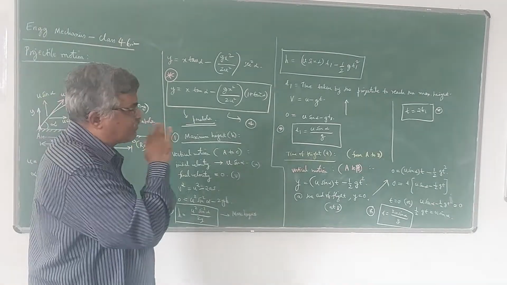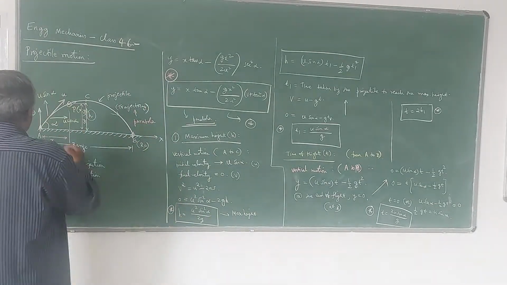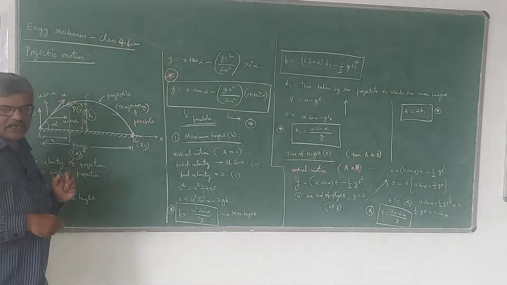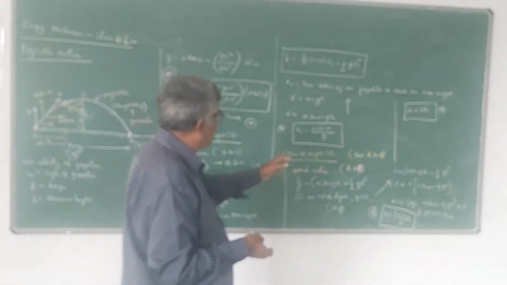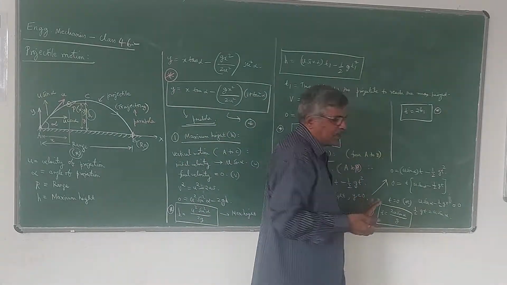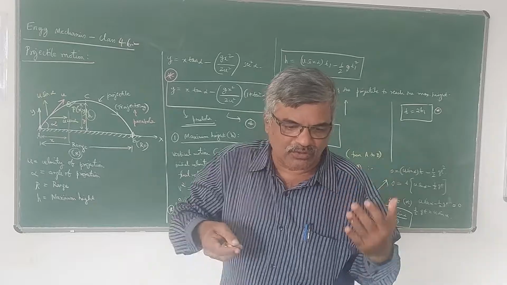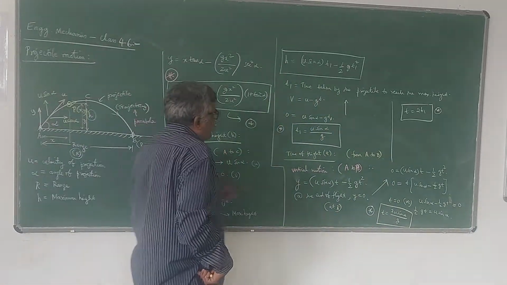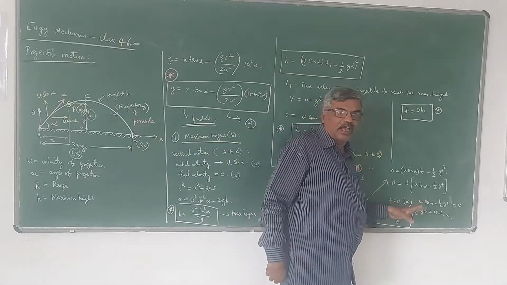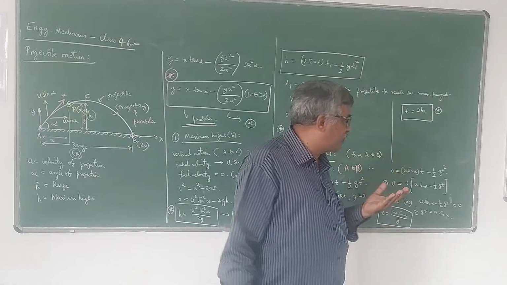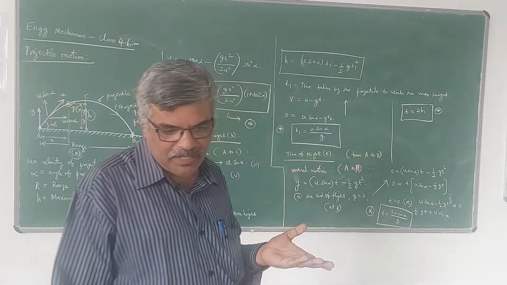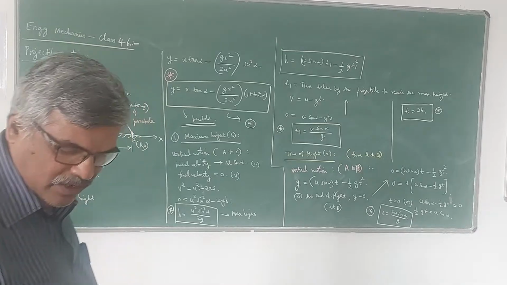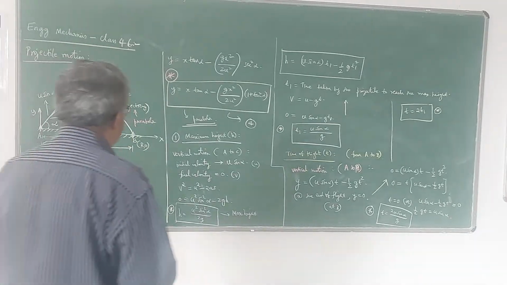So if you know one thing, you can find out another. Suppose it is 10 seconds from here to here, then the total time will be 20 seconds, 10 plus 10. This is the relationship between t1 and t. If you are asked to find the time taken to reach the maximum height, it is u sin alpha by g. If you are asked to find the time of flight, it is 2 times that, 2u sin alpha by g.